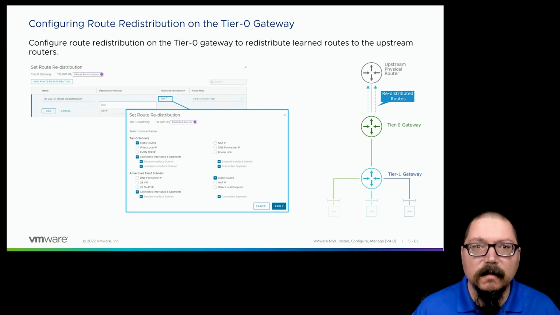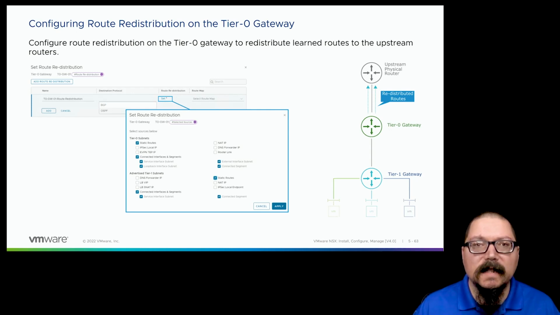And then from the tier 0 gateway, we have to define our route redistribution rules. The route redistribution rules tell the tier 0 gateway what prefixes we want to redistribute into our routing protocol. In other words, do we want to tell BGP about those tier 1 connected segments? Or do we want to tell BGP about the tier 0 connected segments, or the tier 0 or tier 1 VPN endpoints, and so on and so forth?